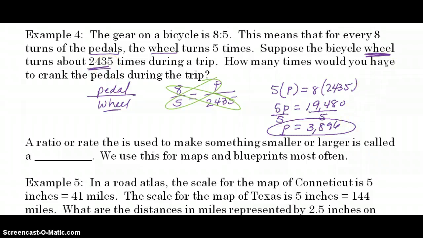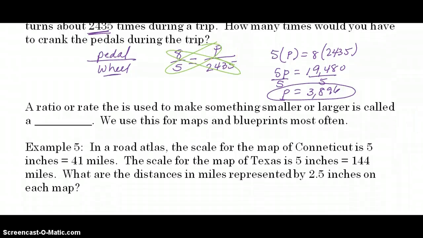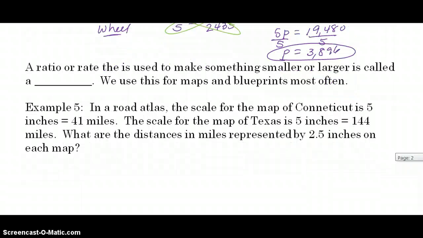All right. Should the pedal turn more than the wheel? Yes, because according to our ratio we were given, it's 8 to 5. So the pedal, because it's pedal to wheels, pedal turns more than the wheel. So that makes me feel like my answer is correct. Feel free to plug it in and check to see that it reduces to 8/5.